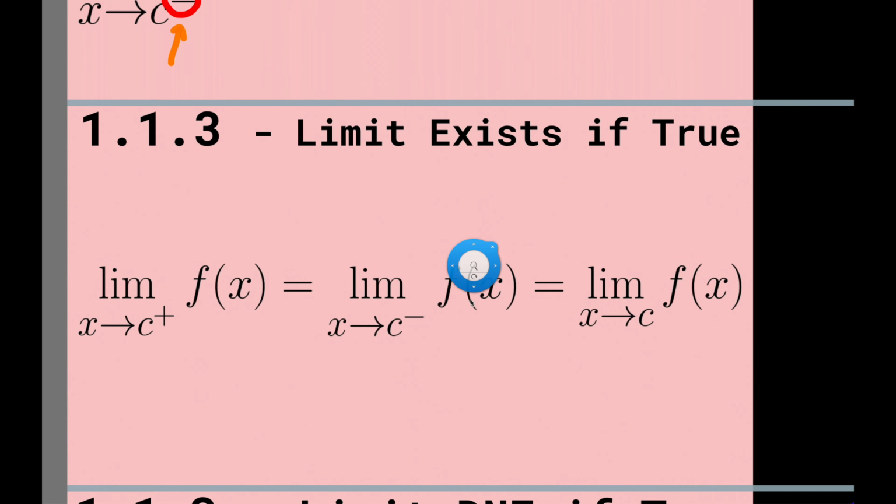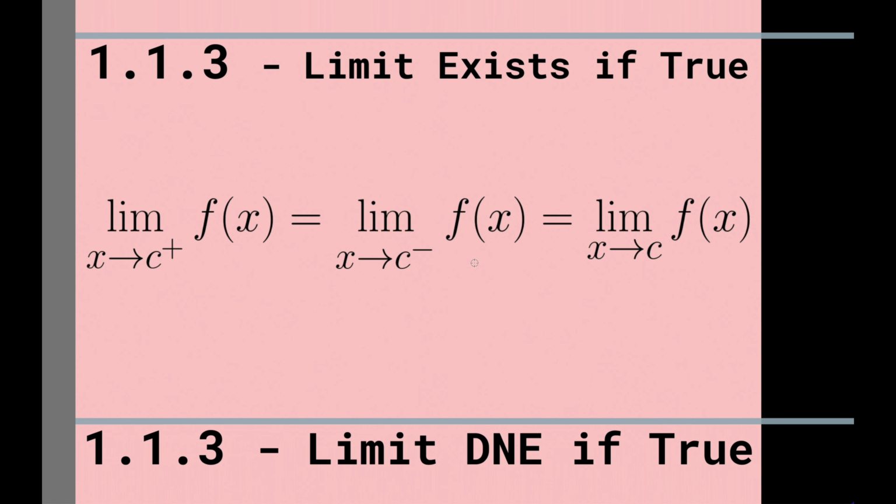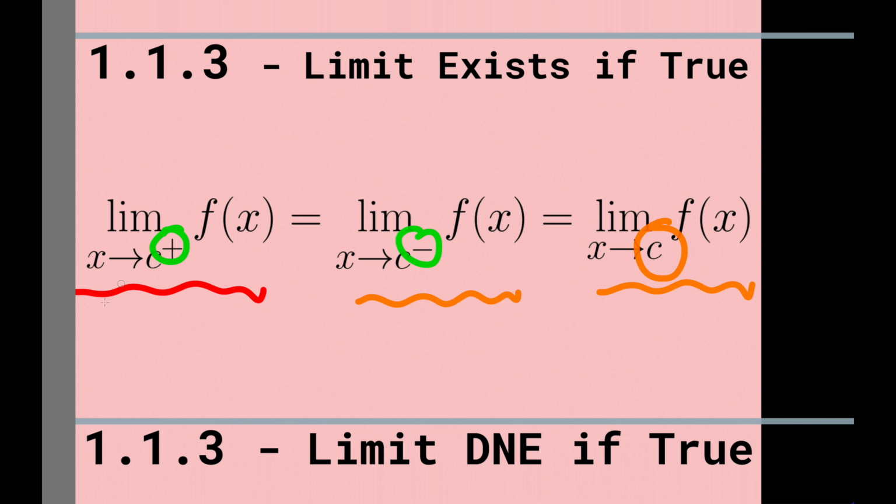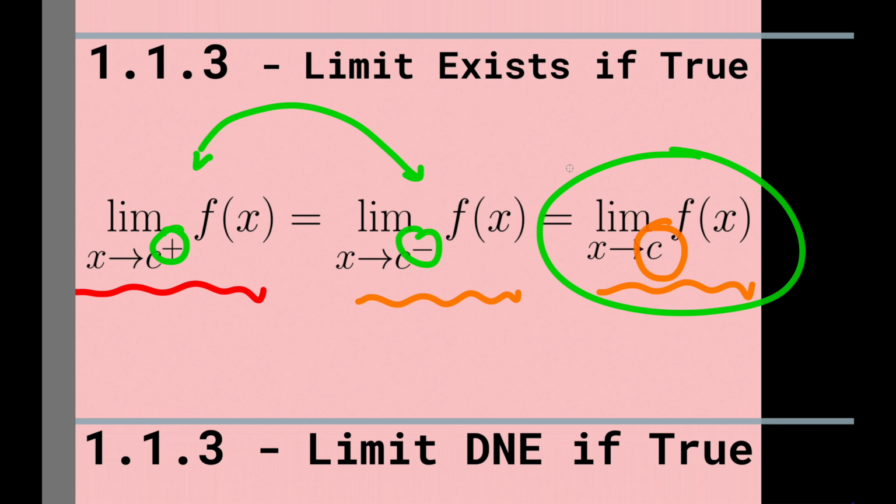This next one, it says limits exist if true. You should know this already, but basically it's saying if the limit from one side is equal to the limit from the other side, it's equal to the limit on both sides. If you notice, this one is just plain old C, this one here has a negative, and this one here is positive. So if the limit on one side matches the limit on the other side, then it matches the limit on both sides. That's essentially what that's saying.